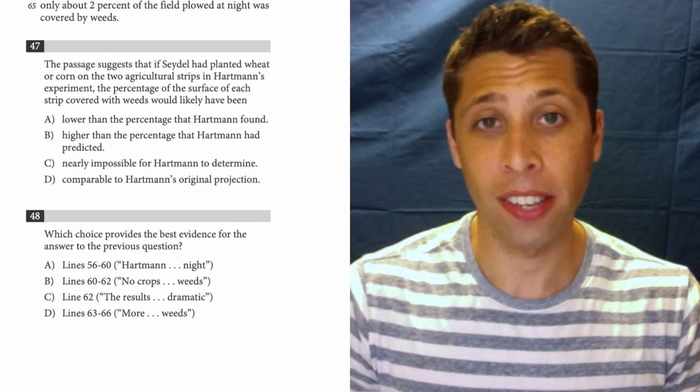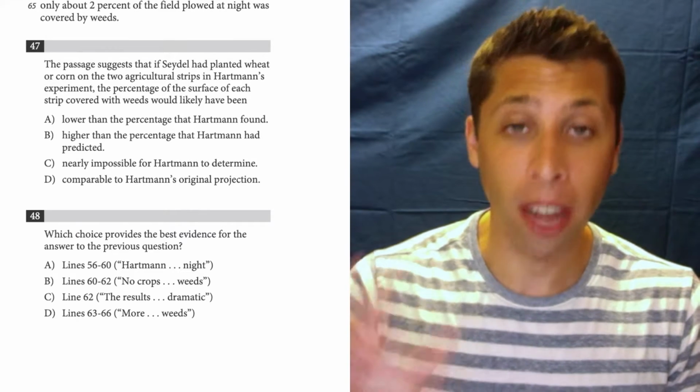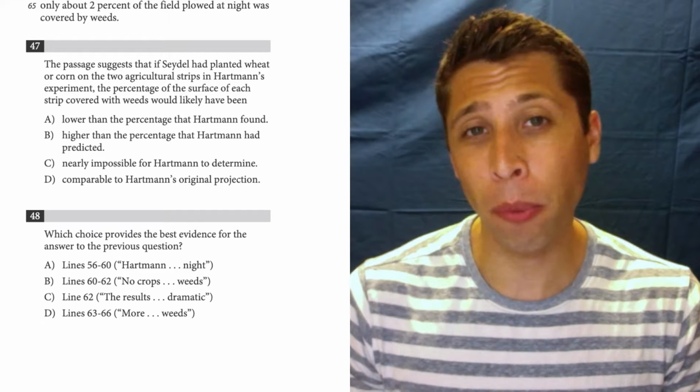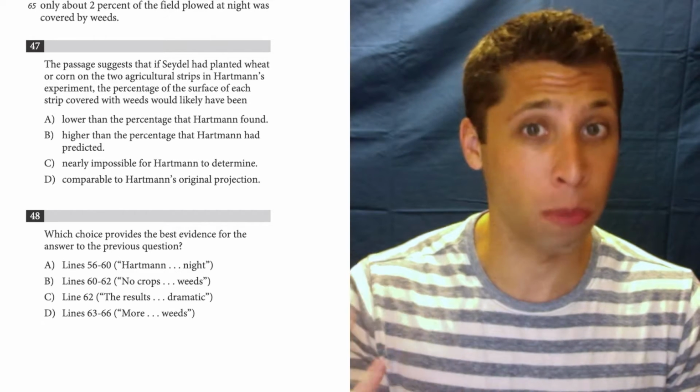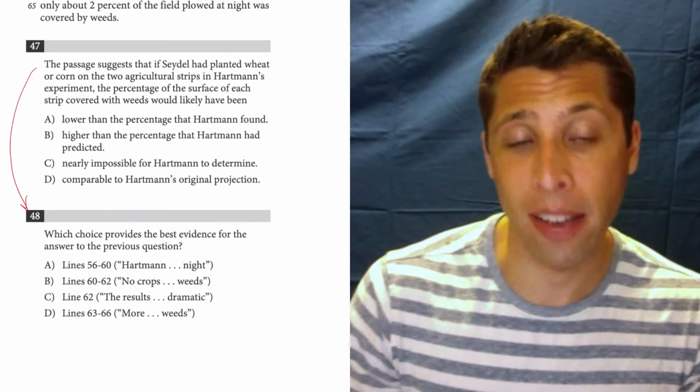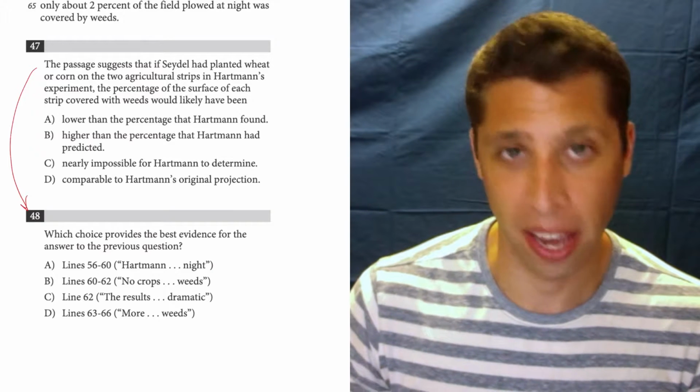Number 47 does not have any line references. It does have a very specific question, so you could use that to skim. But remember, when we don't have a line reference, our first move should be to go to the next question and see if they are connected as an evidence pair, and that is exactly what we have here.